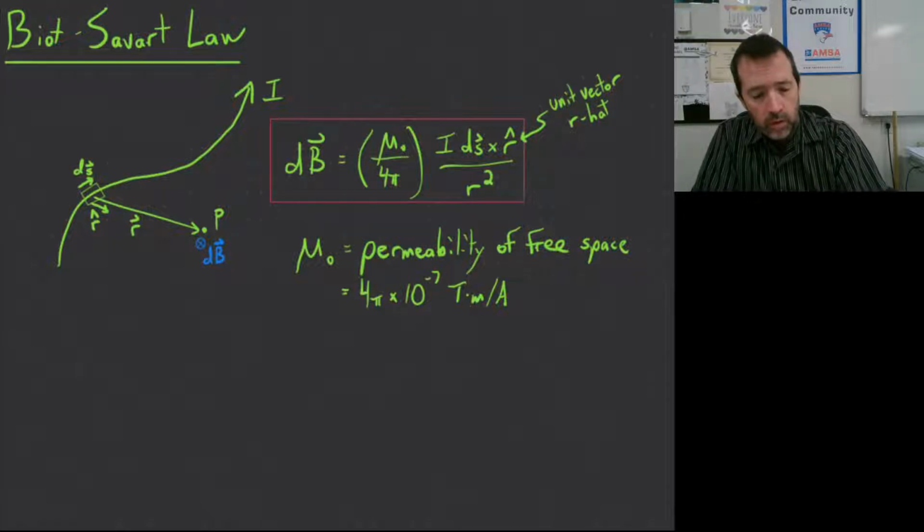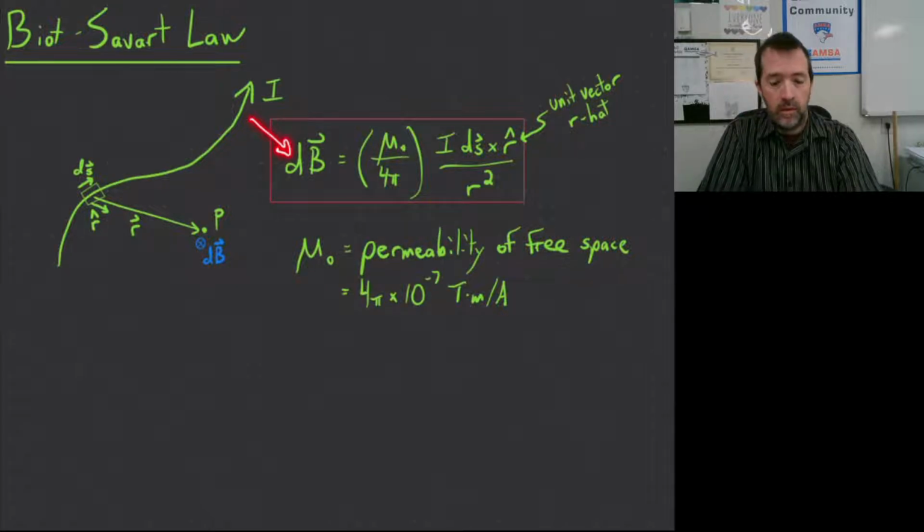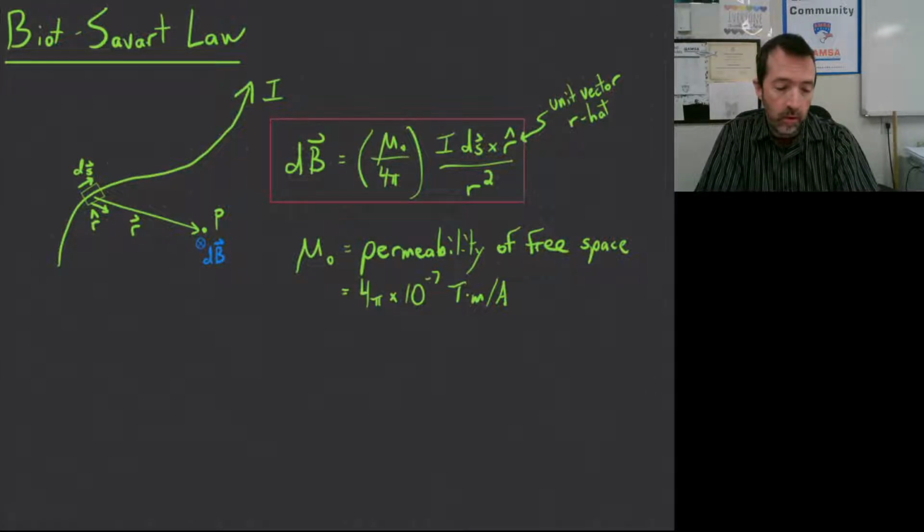The other thing to note here is that the law is written in terms of a dB instead of a total B. That's because to find the total magnetic field at point P, I have to consider every piece of the current. And so you have to do an integral in order to actually find B for any current. You can't find the field of a current without doing an integral.